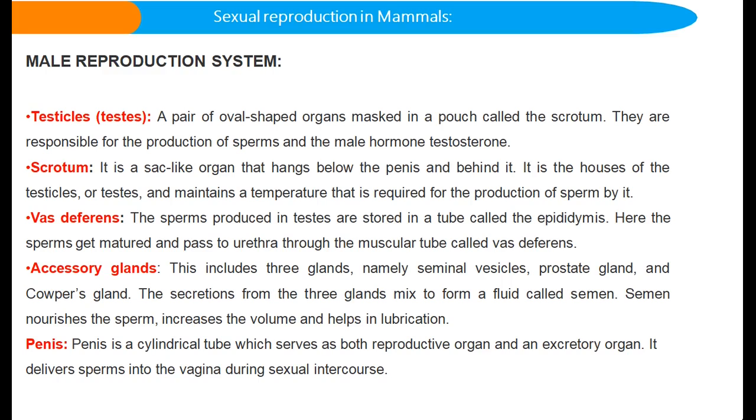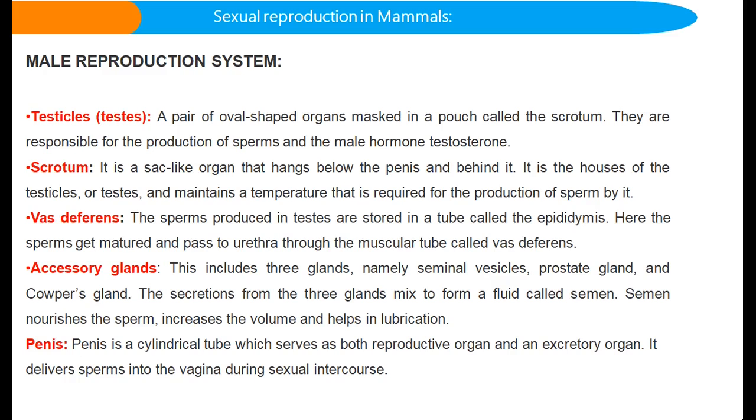Scrotum. It is a sac-like organ that hangs below the penis and behind it. It houses the testicles or testis and maintains a temperature that is required for the production of sperm. The scrotum helps in maintaining low temperature of the testis, generally about 2 to 2.5 degrees centigrade lower than the body temperature, which is necessary for the production of sperms.